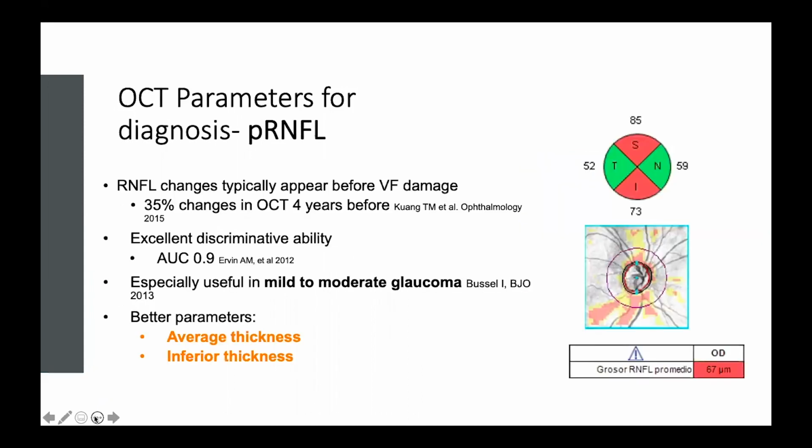The other very important parameter, and the one more widely used, is the peripapillary retinal nerve fiber layer. It will be able to change even 4 years before the actual damage appears in the visual field. It's a very good parameter. It has not been overcome by any other parameter yet, and it has a very good discriminative ability. It's very useful in early stages, in mild to moderate glaucoma, and the best parameters that we have are the average thickness parameter and the inferior region thickness.